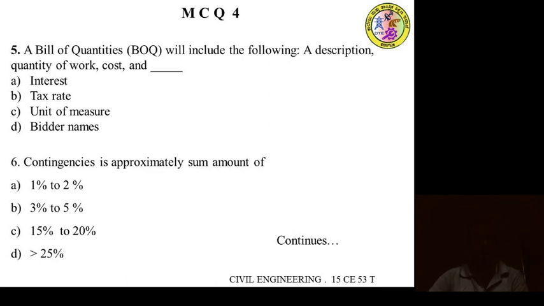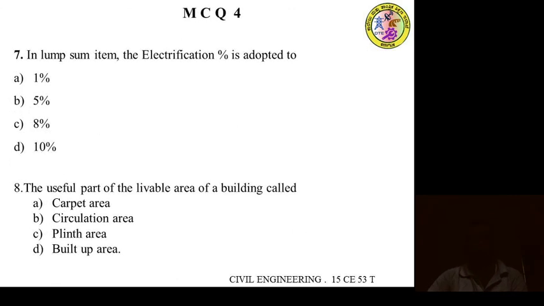Sixth one. Contingency is approximately the sum amount of A. 1 to 2%, B. 3 to 5%, C. 15 to 20%, D. more than 25%. Seventh one. In lump sum item, the electrification percentage is adopted as A. 1%, B. 5%, C. 8%, D. 10%.